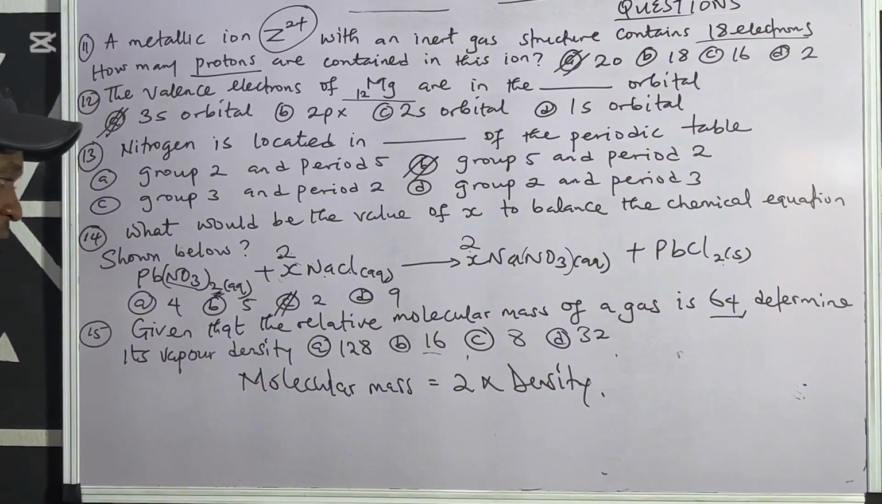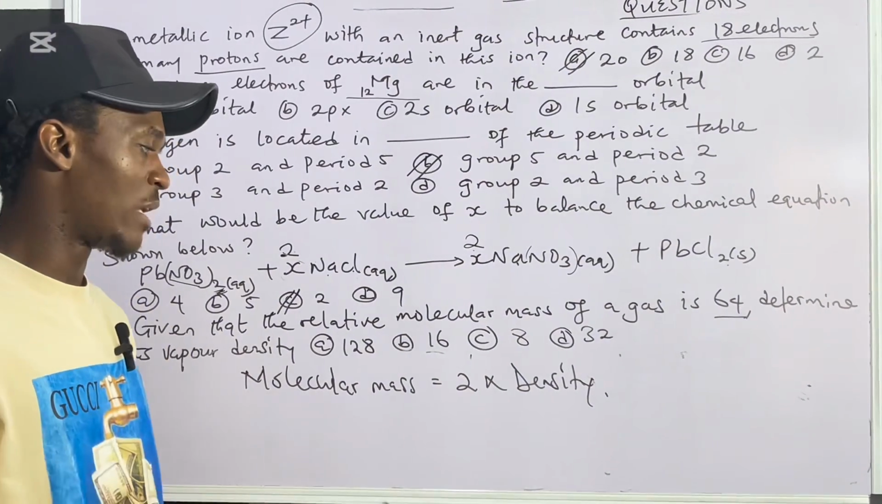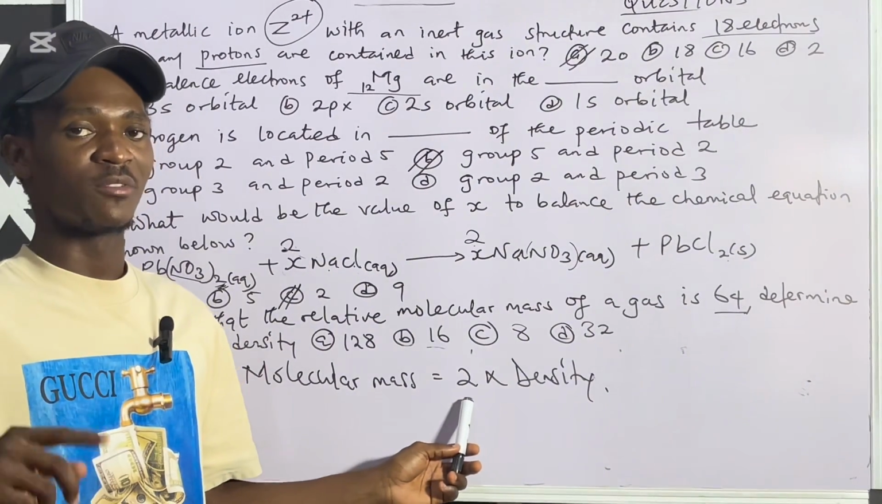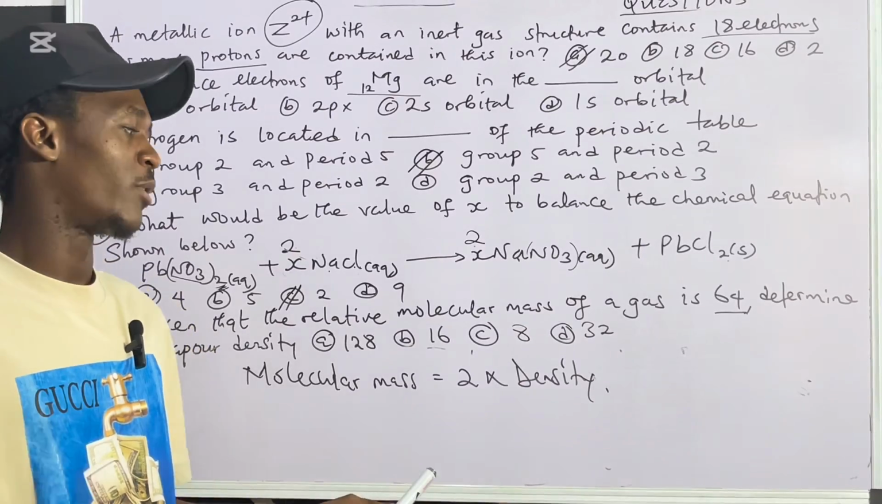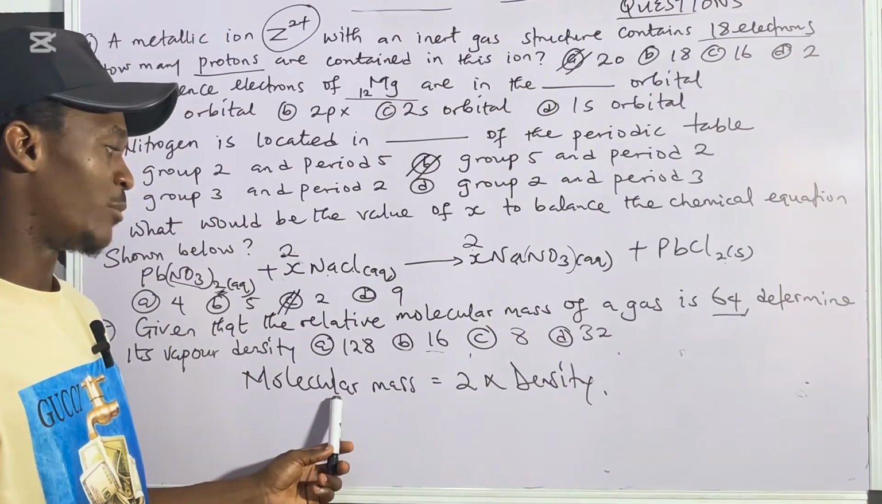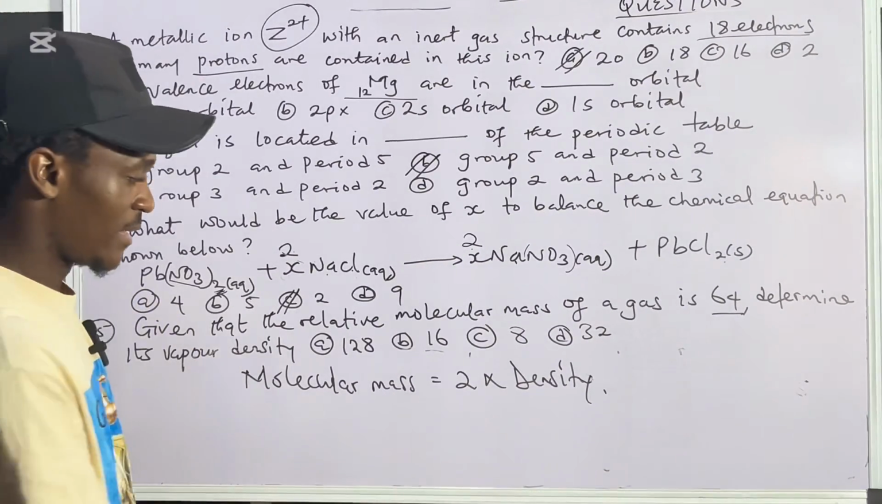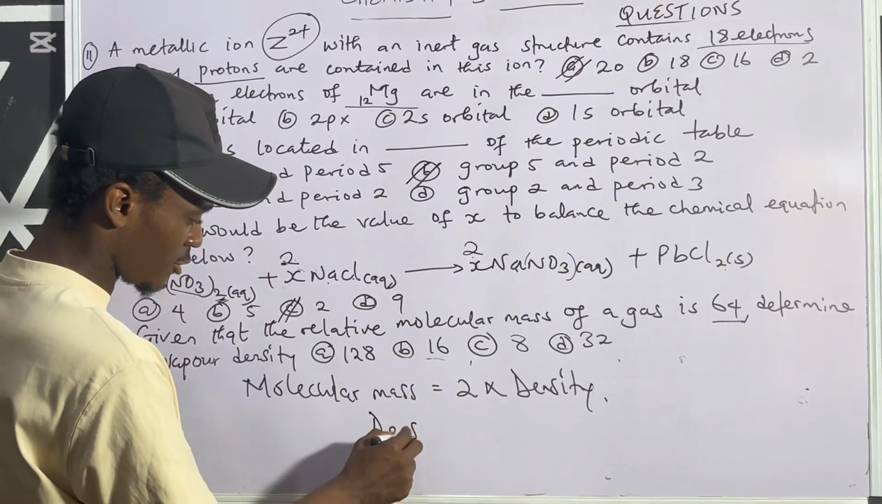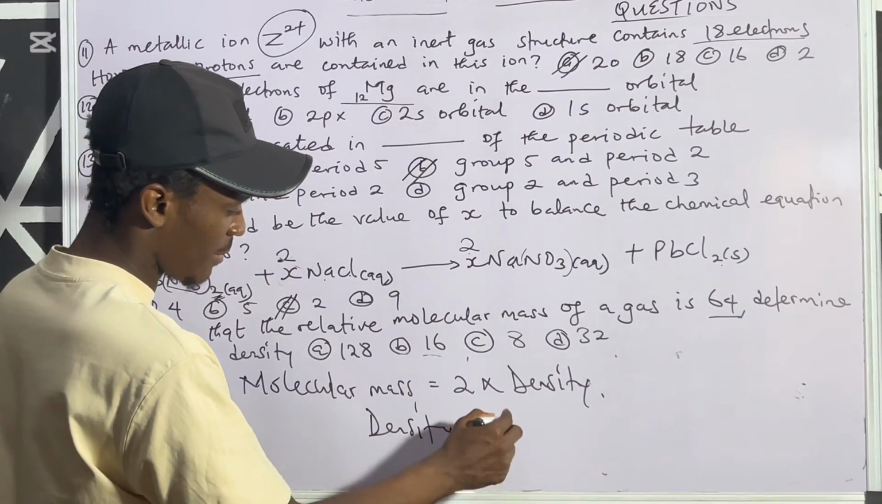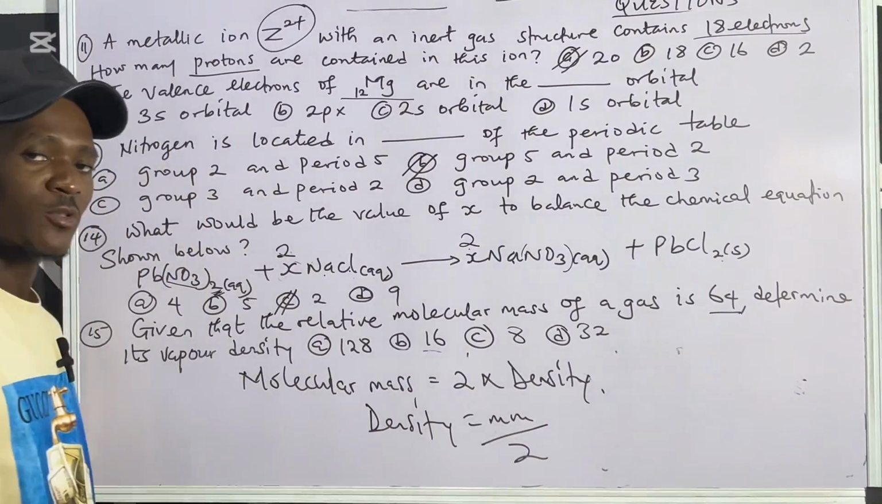So it means that for you to get the molecular mass, you have to multiply the density of the gas by 2. What about if you want to get the density? You have to divide the molecular mass by 2. Meaning, if I want to get density now, it should be molecular mass over 2. So that's how it works.